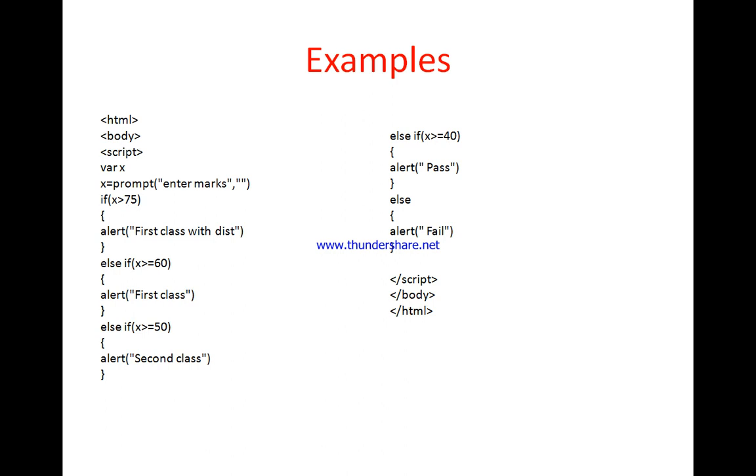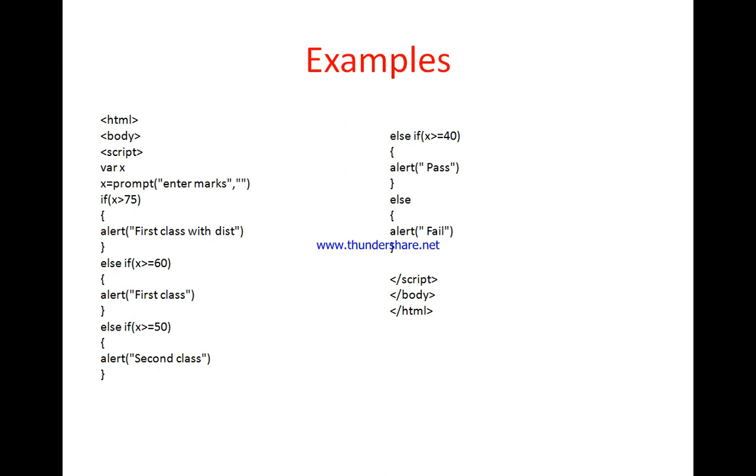If it is true, then it displays the alert box: first class with distinction. Okay. Now if it is not greater than 75, then the else if block, again a condition: x is greater than or equal to 60. If this condition is true, then it displays first class. Again if the condition is not true, then it checks a new condition, x is greater than or equal to 50. If it is true, it displays the message second class.